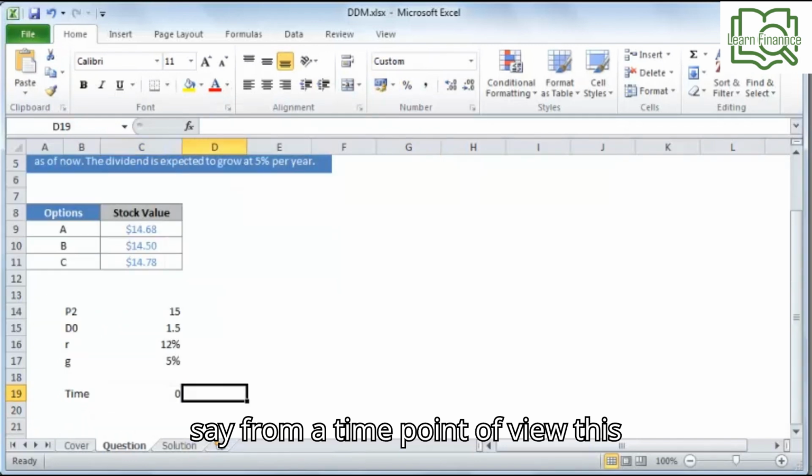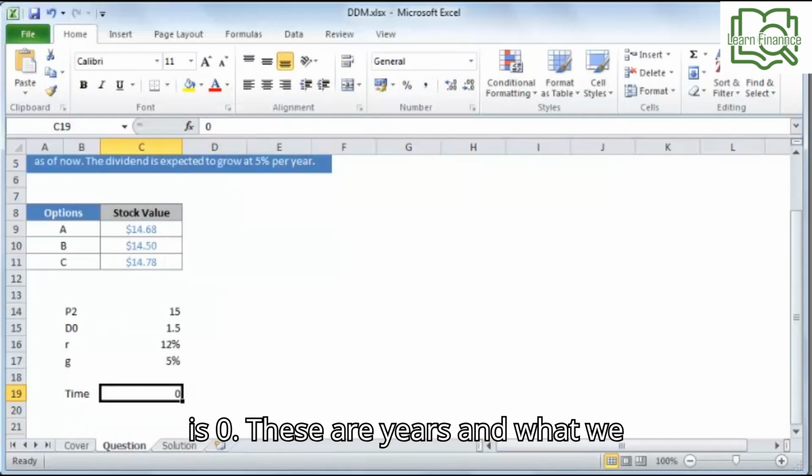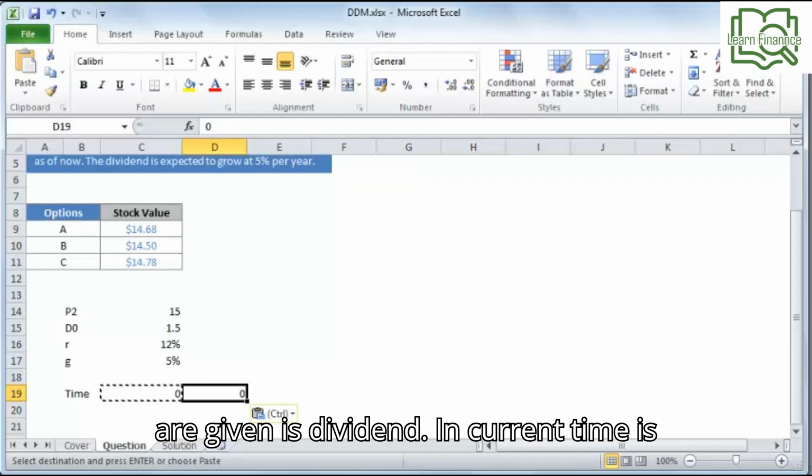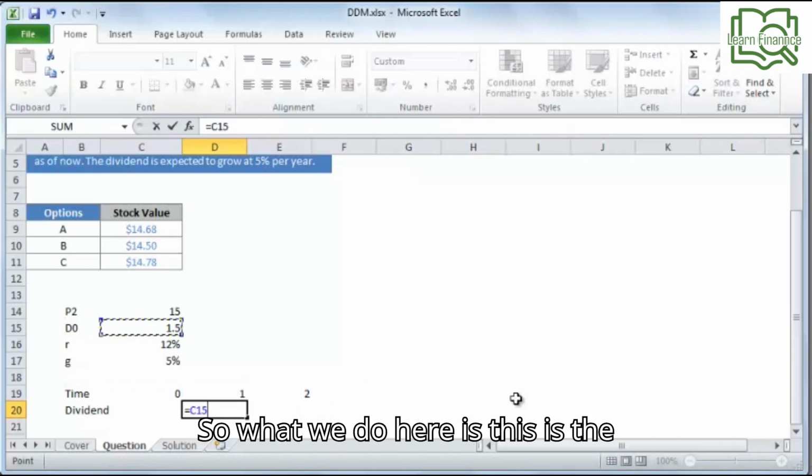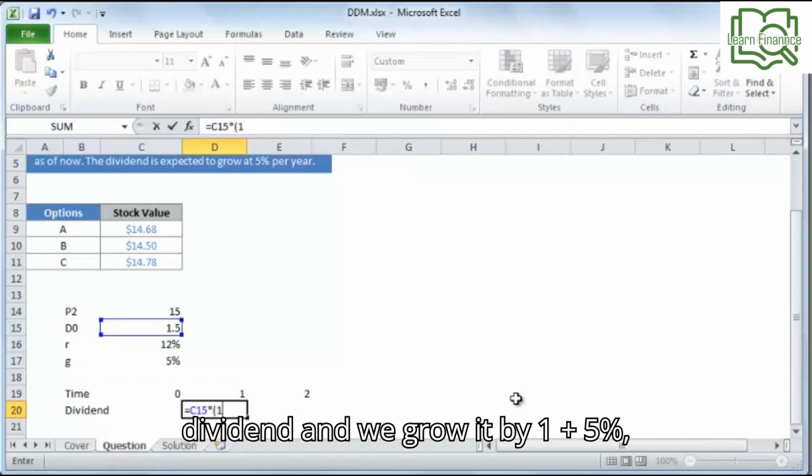Let's say from a time point of view this is 0. These are years, and what we are given is dividend in current time is 1.5. And it says that it grows by 5%. So what we do here is this is the dividend and we grow it by 1 plus 5%.